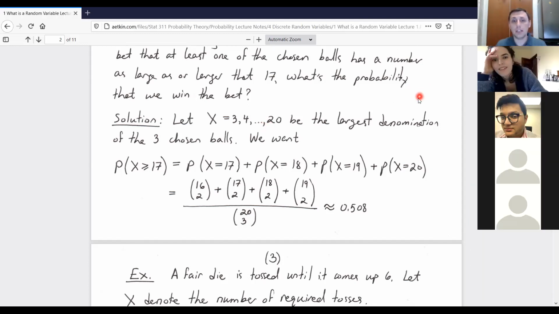Okay, oh, great. And this is the probability, it's slightly over 50%.